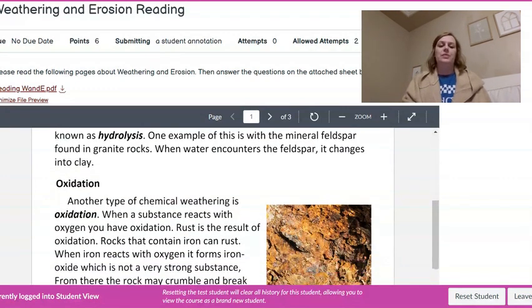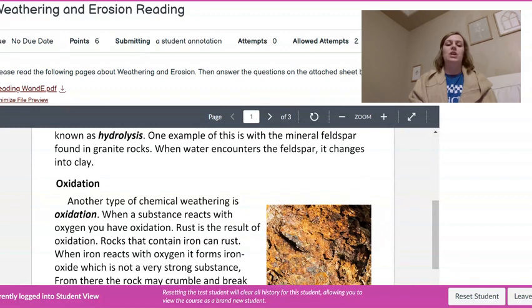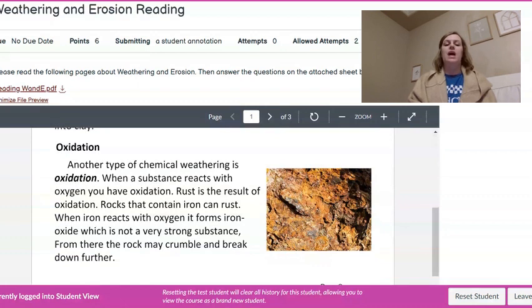The next one is oxidation. Another type of chemical weathering is oxidation. When a substance reacts with oxygen, you have oxidation. Rust is the result of oxidation. Rocks that contain iron can rust. When iron reacts with oxygen, it forms iron oxide, which is not a very strong substance. From there, the rocks may crumble and break down further. So this here is a picture of a rock that has gone through oxidation. So it's kind of crumbling and breaking down a little bit.